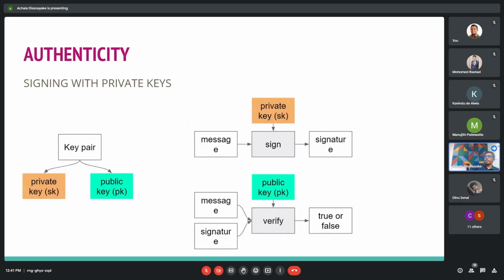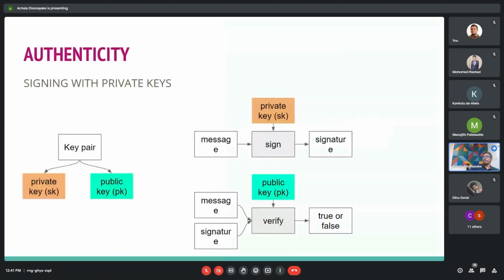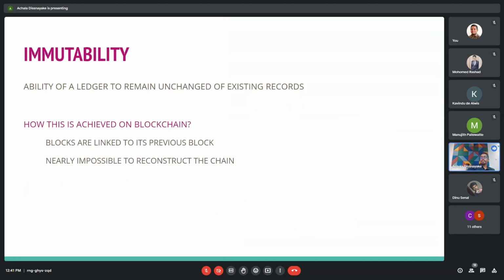So, from the four characteristics of this public blockchain, authenticity is achieved by using these private-public key pairs. And the next characteristic is immutability. Immutability means the ability to remain unchanged. Once the transaction is recorded, it's there. You can't tamper with it.